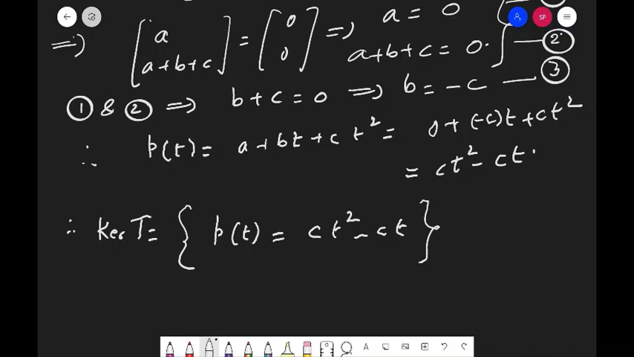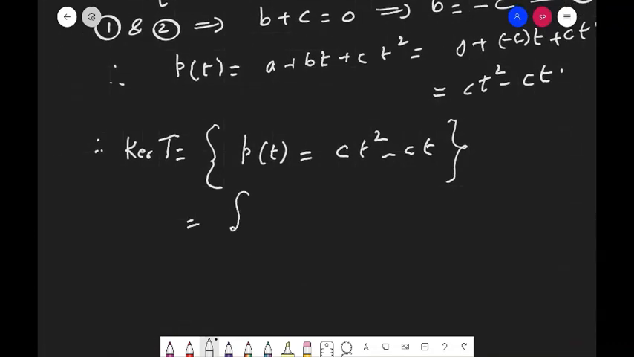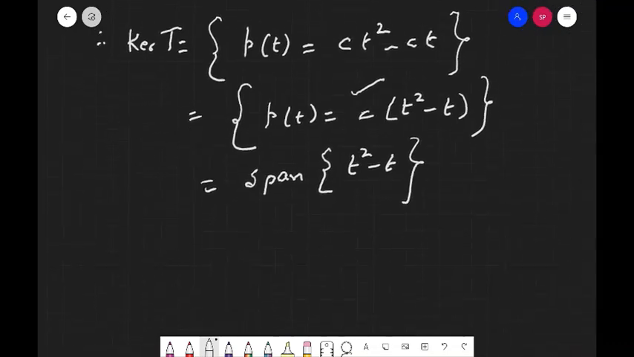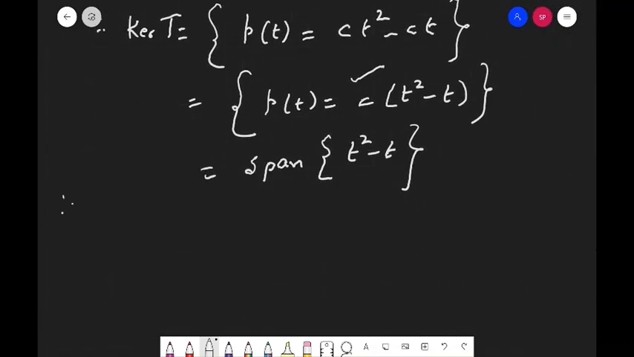which I will write as the set containing all polynomials in the form of, I can take C common, T square minus T. C is any scalar here, so I can write it as the span of T square minus T. Therefore, this is the kernel. Kernel is the span of T square minus T, meaning all multiples of T square minus T, linear combinations of T square minus T will be the kernel of the transformation.